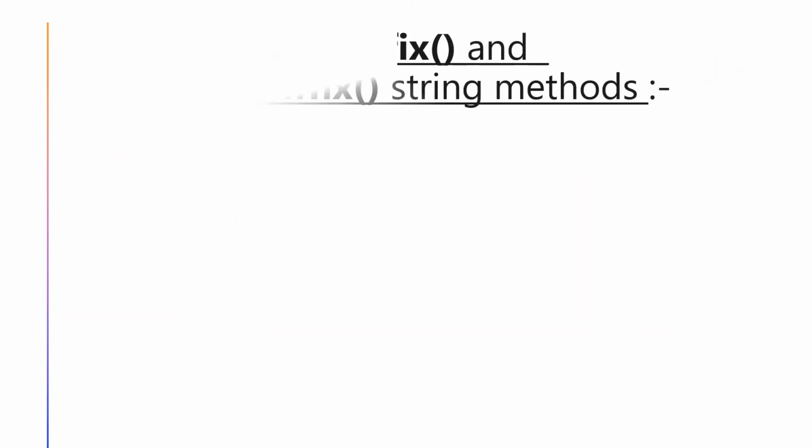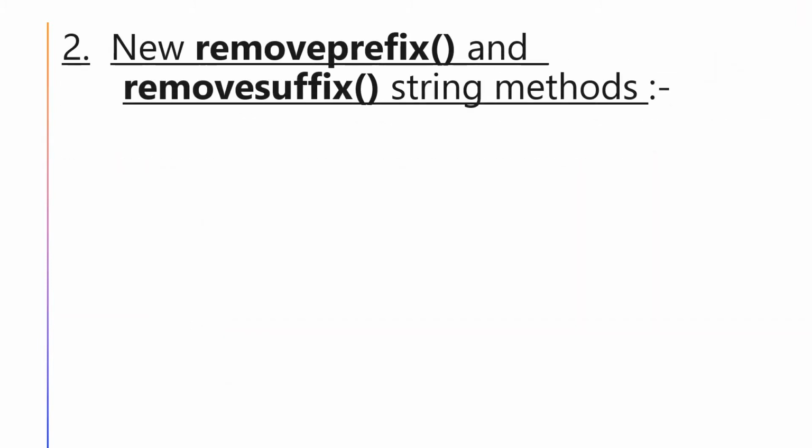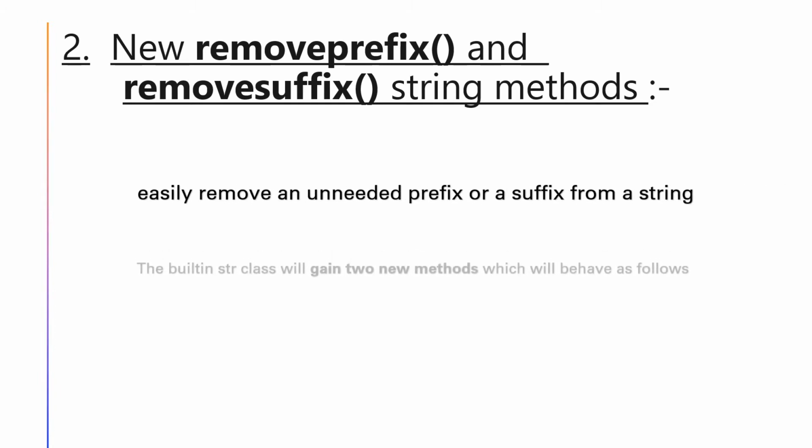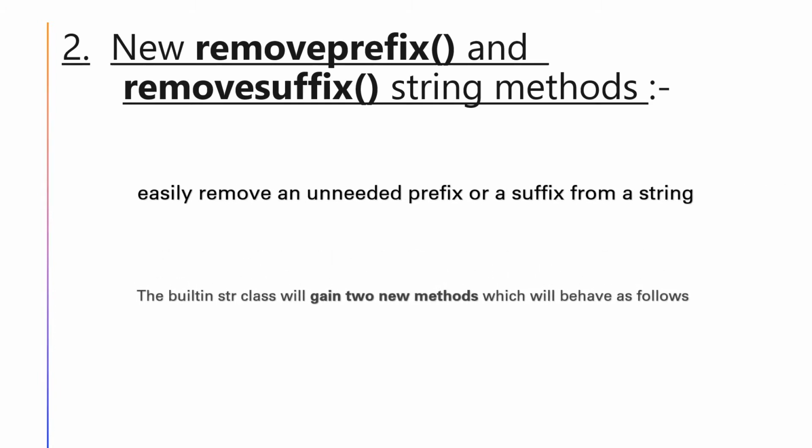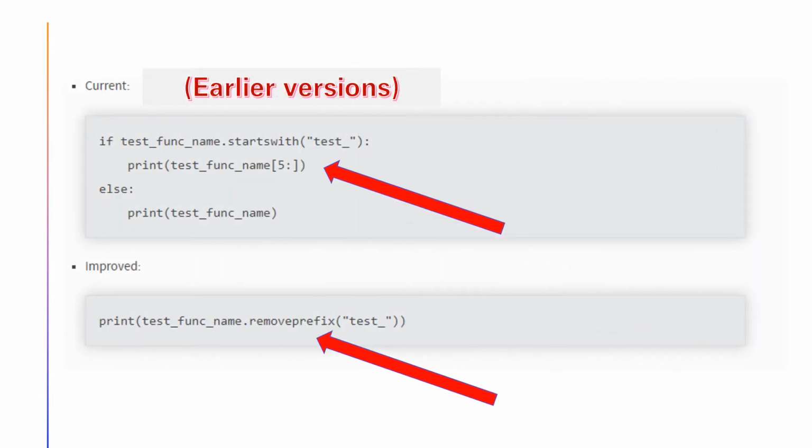New remove prefix and remove suffix string methods. Easily remove an unneeded prefix or suffix from a string. The built-in str class will gain two new methods which will behave as follows: removeprefix and removesuffix. Here we can see the difference between the older versions that we use till now, and Python 3.9, the new versions.